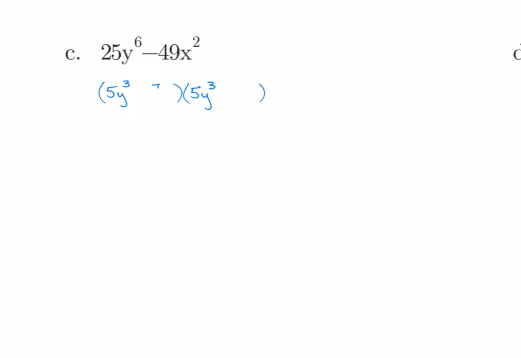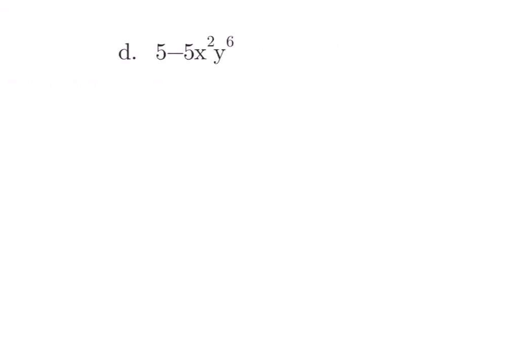49 is going to be 7 and 7. x squared is going to be x and x. And then we have different signs. All right, let's go to example D. Okay, for example D, there's two things that you can do here.